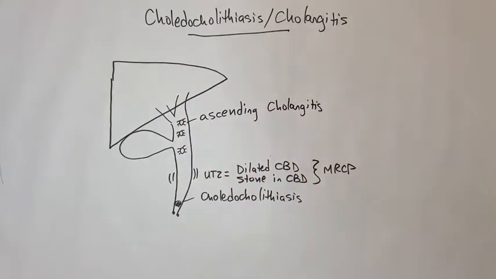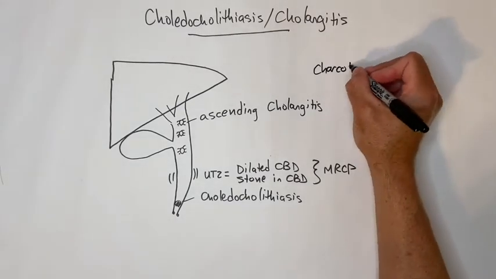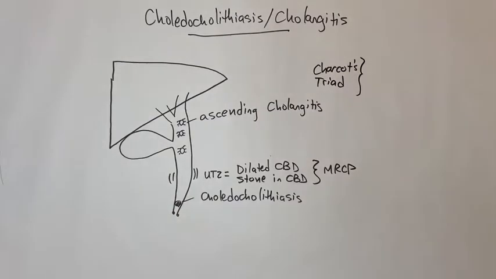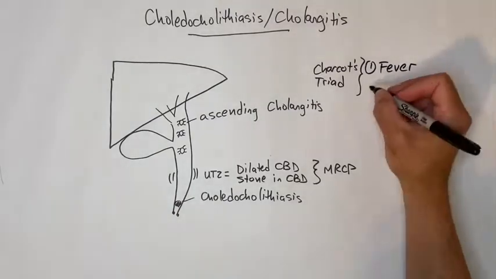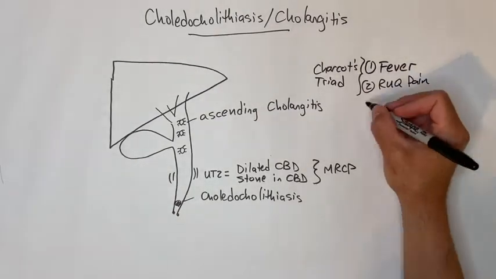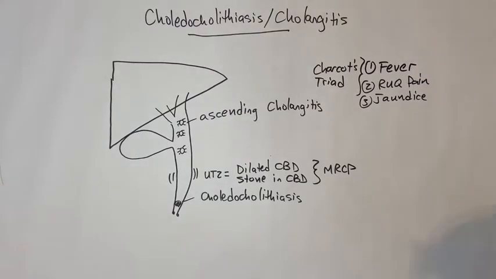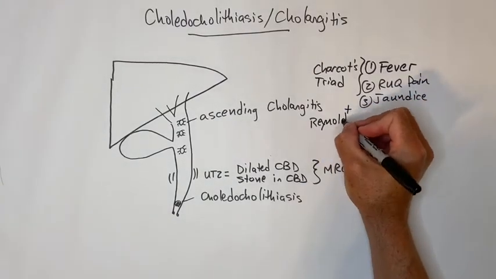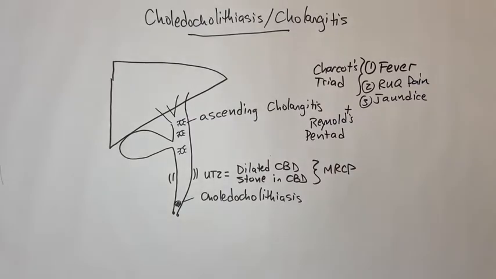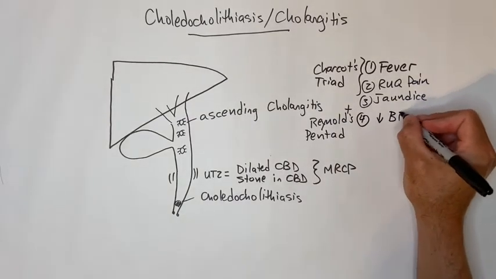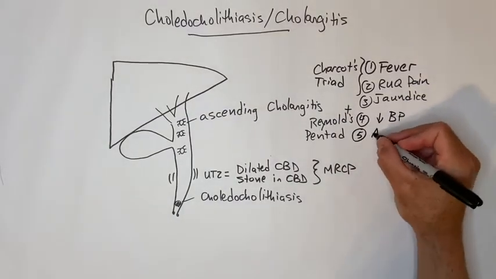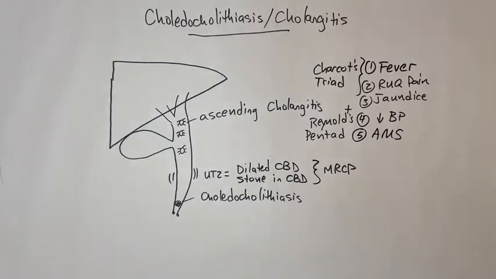Ascending cholangitis is infection of the main biliary tree. This is often associated with choledocholithiasis, but it can occur with anything that obstructs the flow of bile. Cholangitis can present with Charcot's triad, which is fever, right upper quadrant pain, and elevated bilirubin, or jaundice. If the patient is septic, then they can have Reynolds' pentad, which is hypotension and altered mental status, along with the Charcot's triad symptoms.